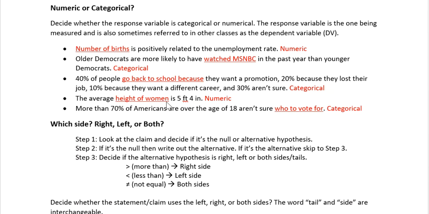The average height of women is 5 feet 4 inches. Well, that's numeric because we're actually talking about a specific height, because that's what we're actually measuring here and looking at. More than 70% of Americans are over the age of 18.